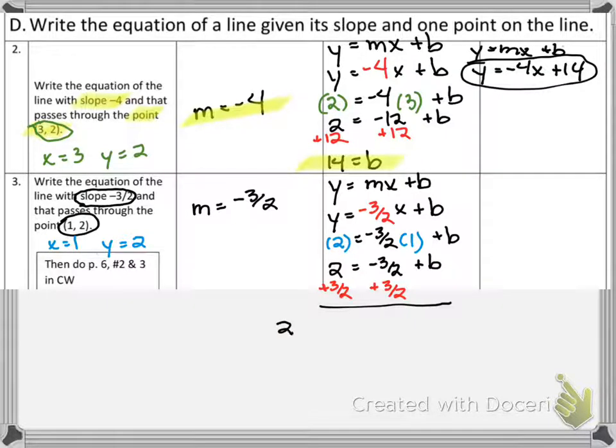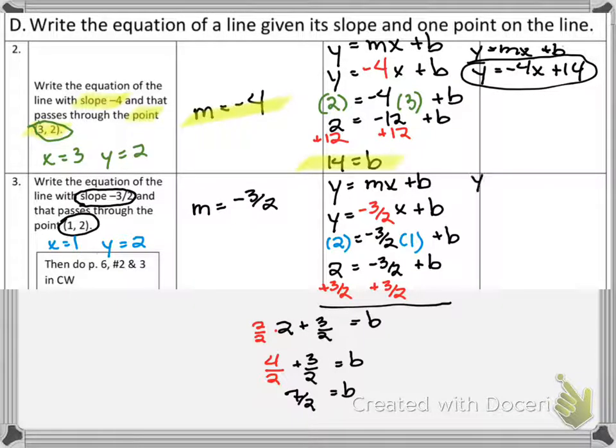So I have 2 plus 3/2 is equal to b. Now, if you recall from a previous chapter, the way we add a whole number and a fraction is that we have to get a common denominator. So 2 becomes 4/2 because we multiply by 2 over 2. So we're going to have 4/2 plus 3/2, which gives us 7/2 for b.